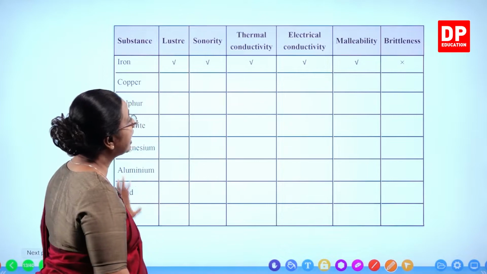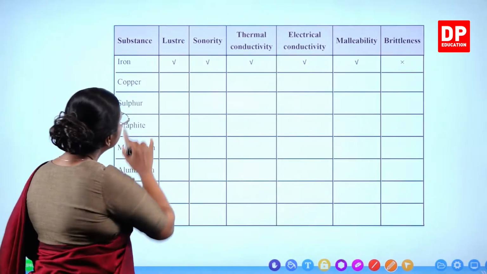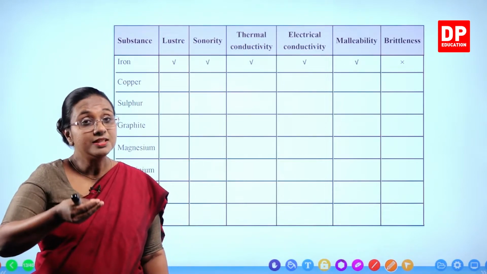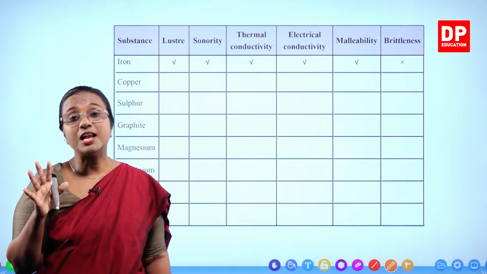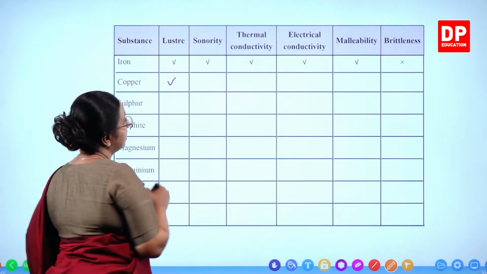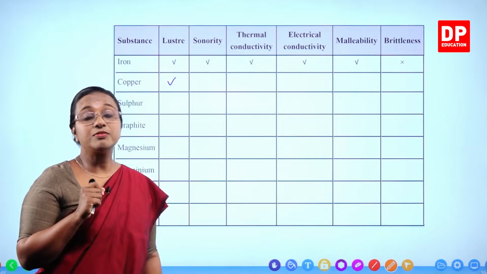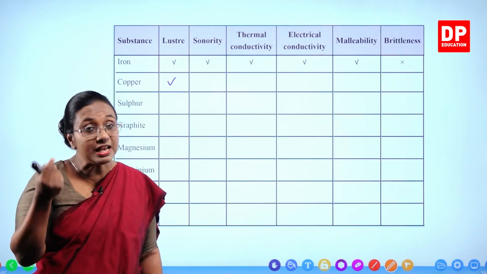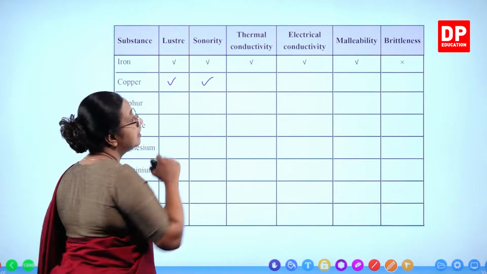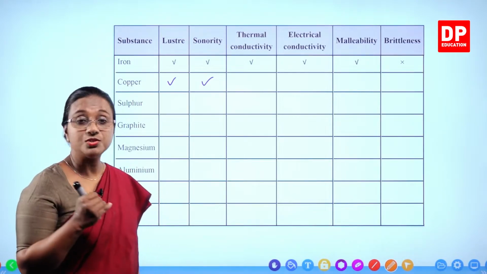Like that, we will have to observe many properties for all these substances. If we consider copper, you have seen copper, no? You have seen copper wires or even thin sheets of copper. It's a brownish color, shiny metal. So does it have a luster? Yes, it has a luster. Now if a piece of copper falls down, or if you hit a piece of copper with some other object, it will give rise to the sonorous sound. So sonority is there. Thermal conductivity. Copper vessels were used earlier. So that also conducts heat.